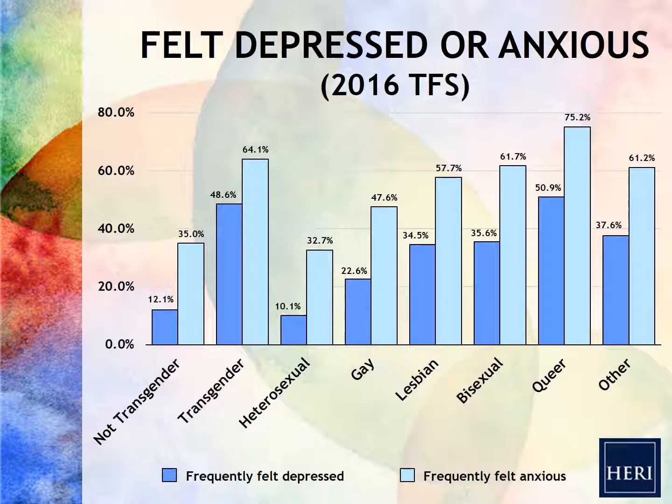The options are frequently, occasionally, and not at all. This is the proportion of students for whom the darker blue is frequently felt depressed, and the lighter blue is frequently felt anxious. The anxiety question is relatively new. The depression question we've been asking for decades. For the transgender students, we see nearly 2/3 of these students frequently felt anxious. Nearly half frequently felt depressed their last year in high school.